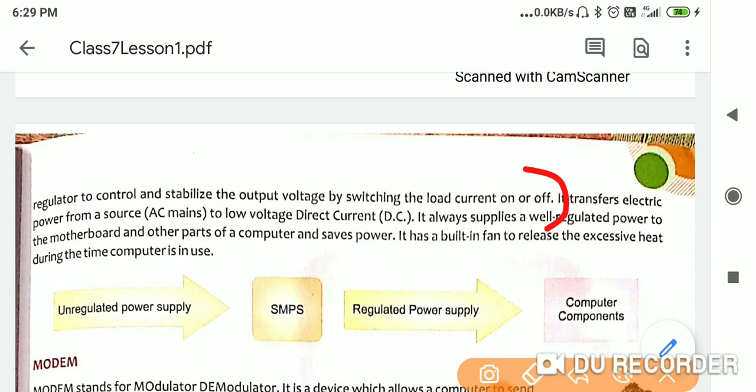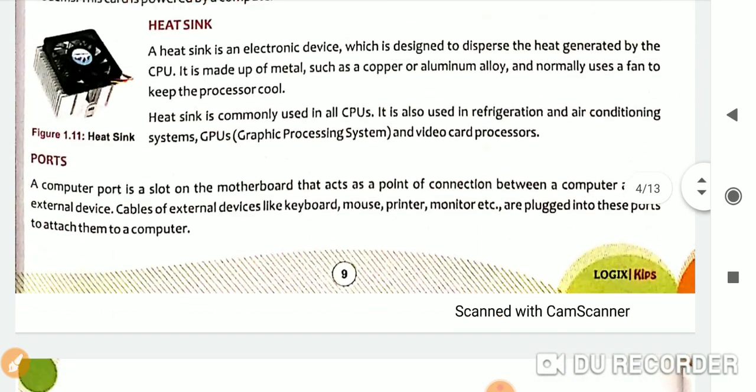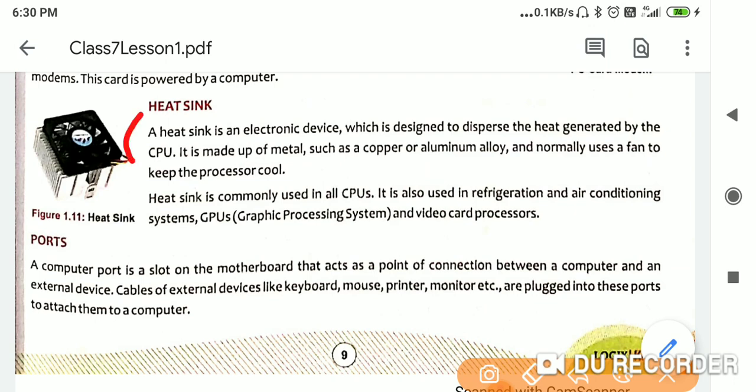And the second part is heat sink. It is given on page number 9. So in this you have to write, a heat sink is an electronic device which is designed to disperse the heat generated by the CPU and till processor cool. Keep the processor cool. So this is your second answer.